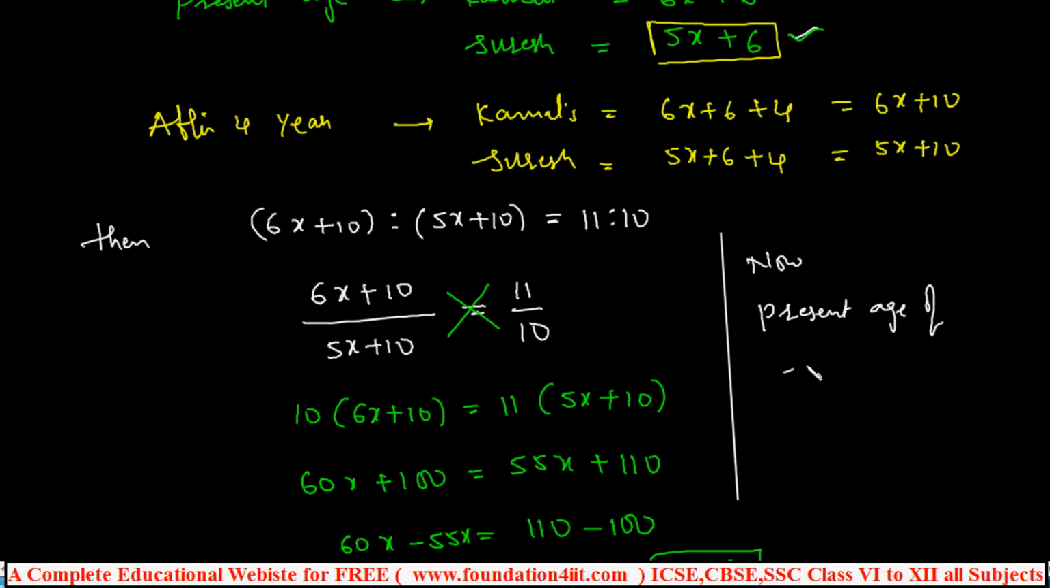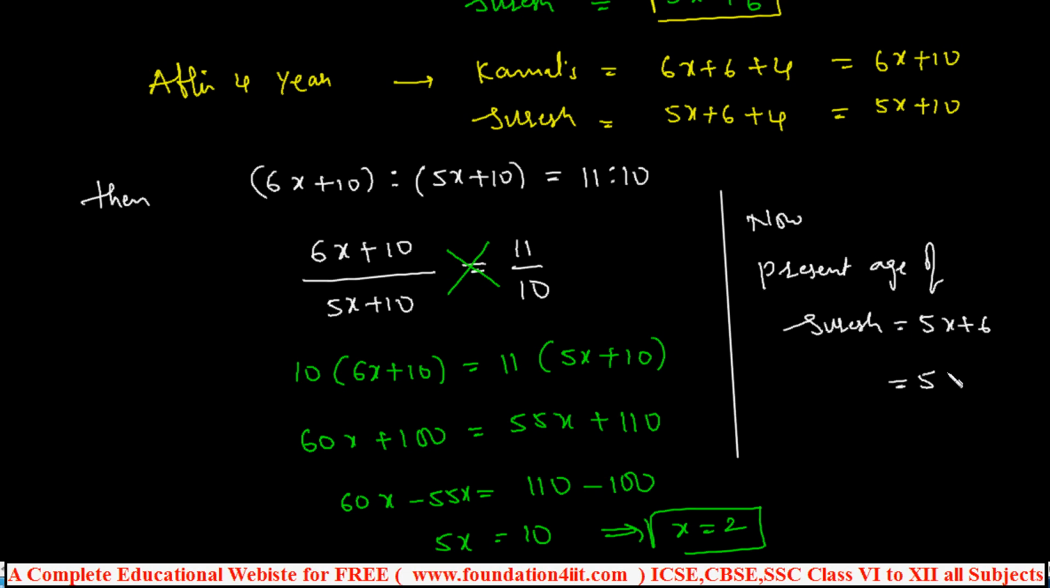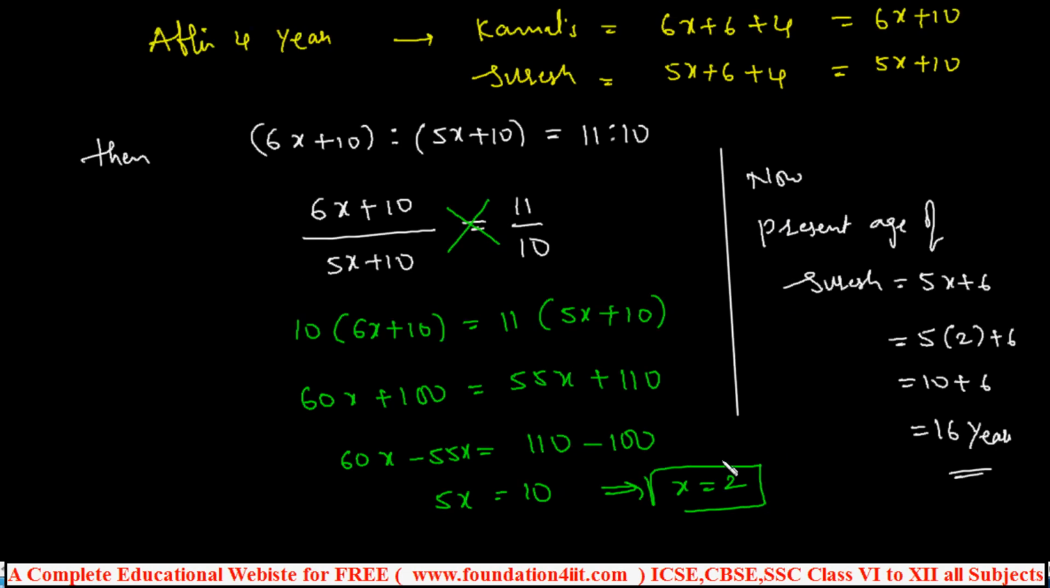Present age of Suresh is equal to 5x plus 6. The x value is already, how much did you get? 2 we got. So 5 into 2 plus 6. 5 into 2 is 10, 10 plus 6 is 16 years. 16 years is the present age of Suresh. Kamal's age also you can find out, because you already got the x value. In this way we can solve it directly.